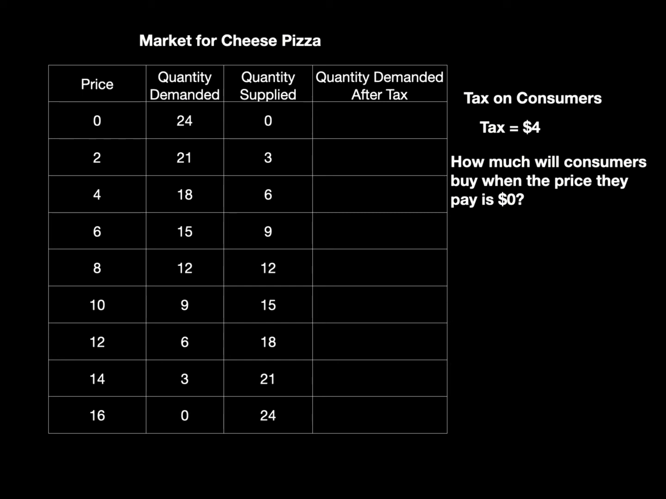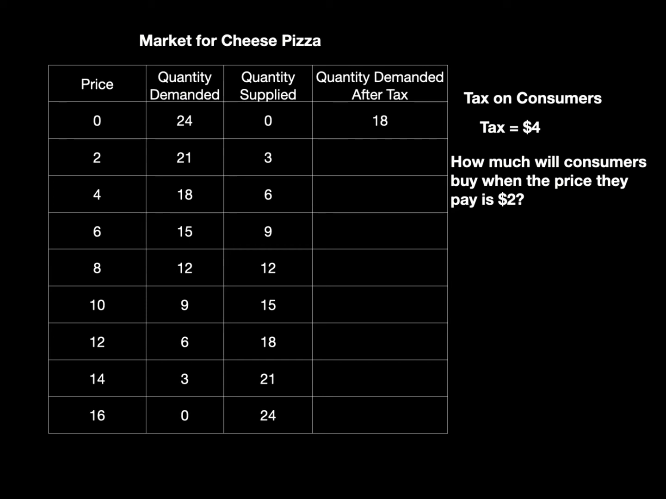To analyze the effect of a tax on consumers, let's first assess the effects of the tax on the demand schedule. First, consider how much consumers will buy when the price they pay is $0. If consumers must pay a price of $0 to producers, they still have to pay $4 per unit to the government. So the after-tax price is $4. Looking at the old demand schedule, we can see that at a price of $4, the quantity demanded is 18 units. So when the price that producers charge is $0, the quantity demanded will be 18.